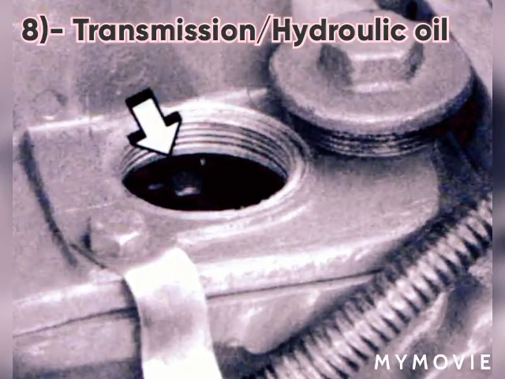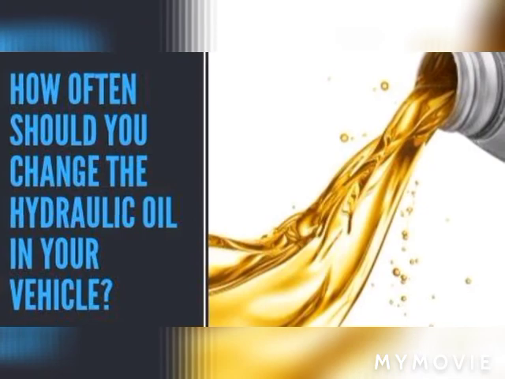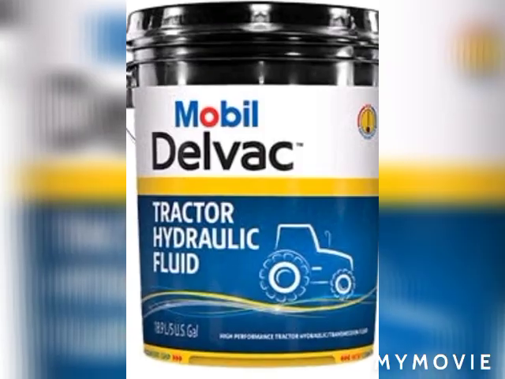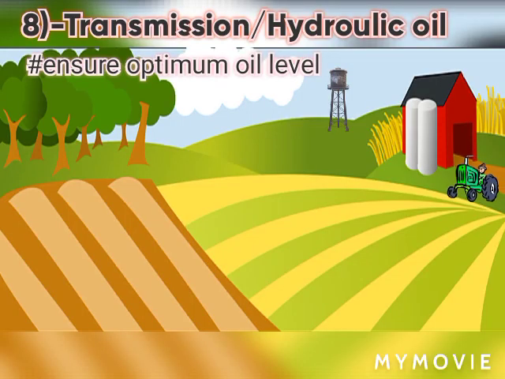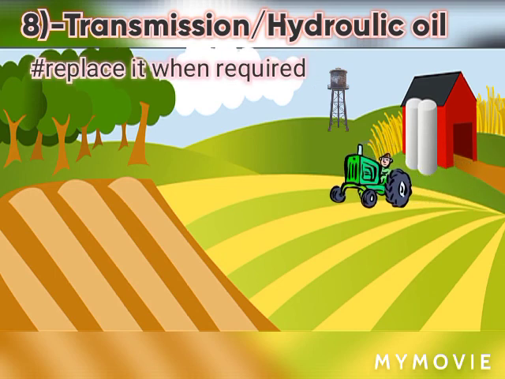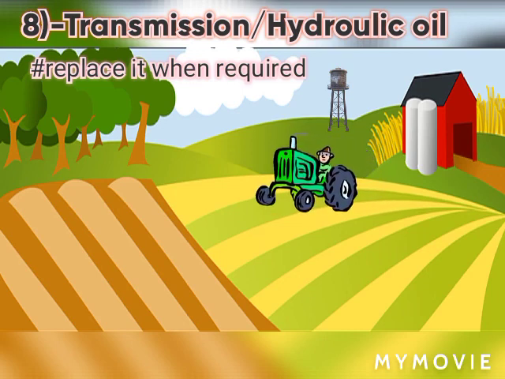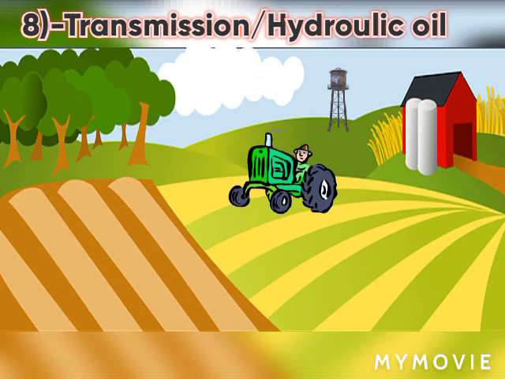Number 8. Hydraulic oil. Also ensure that the oil level in the transmission gearbox is optimum. In Pakistani manufactured tractors, hydraulic and transmission oil exist in a single chamber. Debris comes from the transmission gears, which can damage the pump.